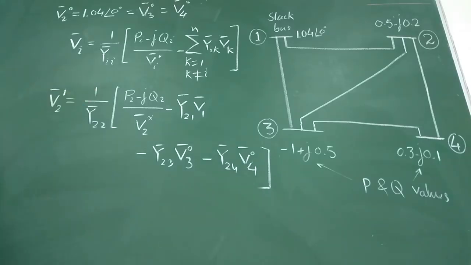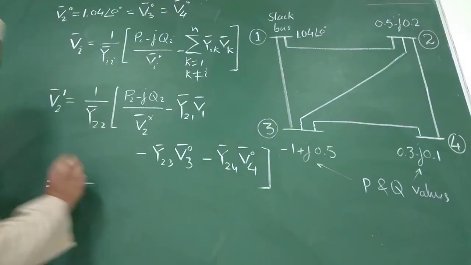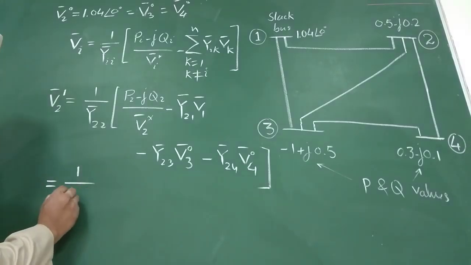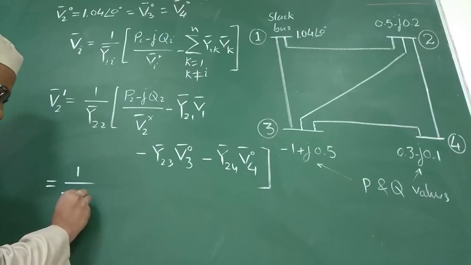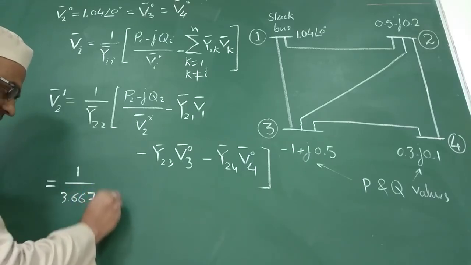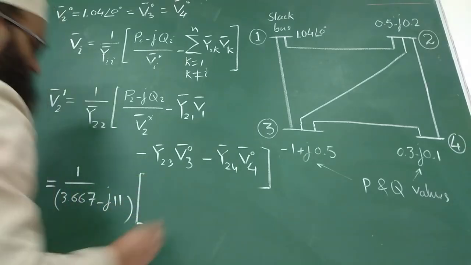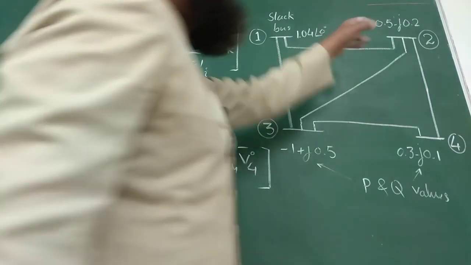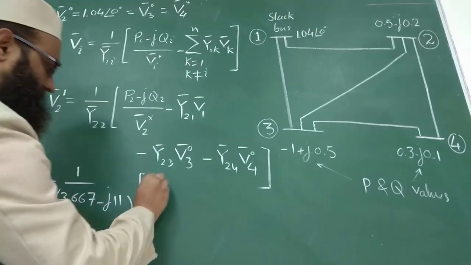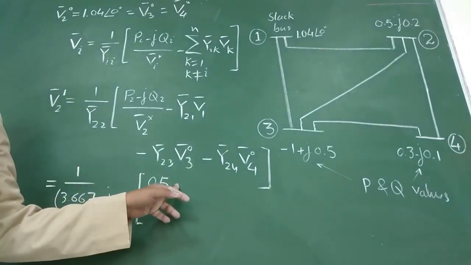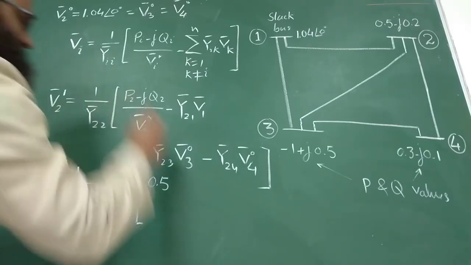So put the values. Now just you need to evaluate. So y22, tell me the value of y22. y22 is 3.667 minus J11. Okay, this is the value of Y22. P2 is 0.5, put here 0.5. What about here? Minus J or plus J? Okay, this is minus J.